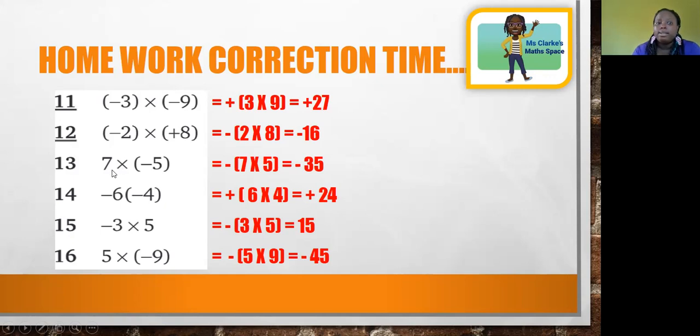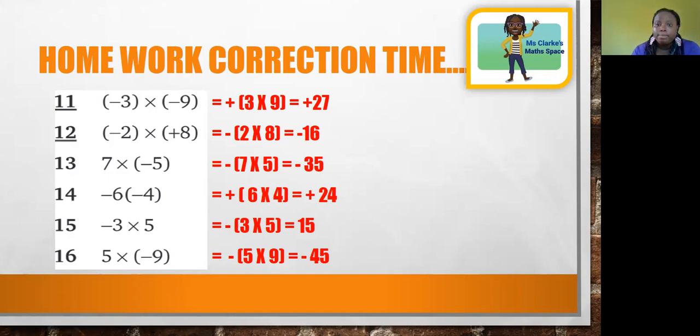Question 13. 7 multiplied by -5. What we're going to do? We are going to multiply, and we're going to have our answer there. So 7 multiplied by -5 is going to be -35.